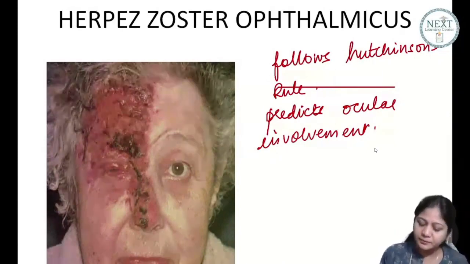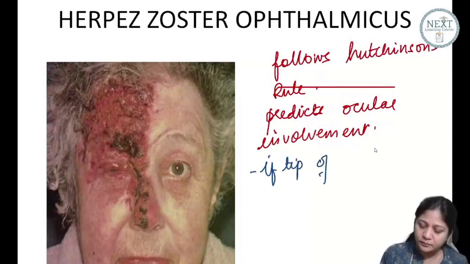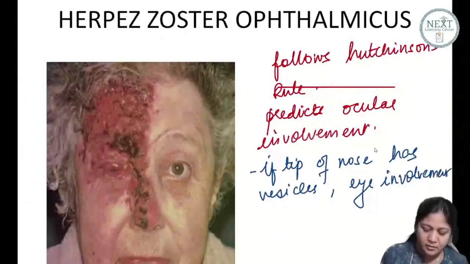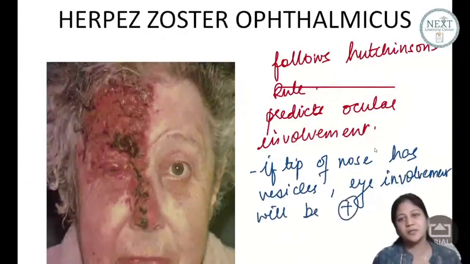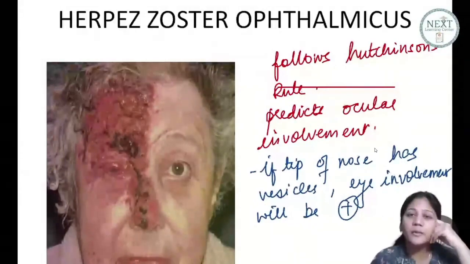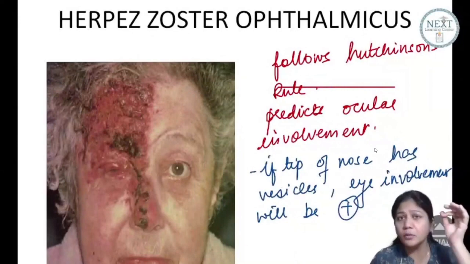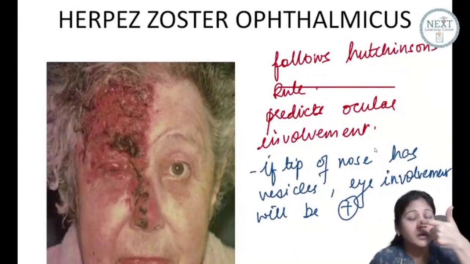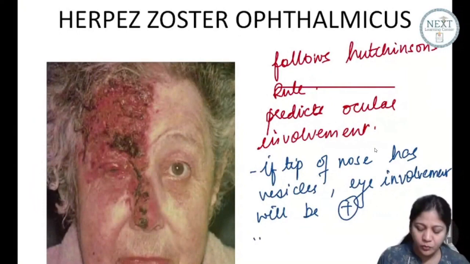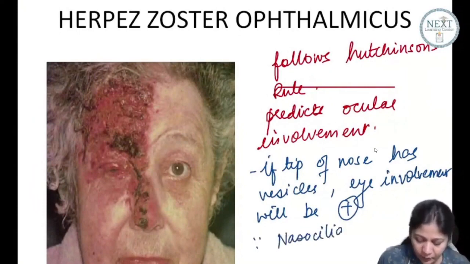Are you able to understand that? If the tip of the nose has vesicles, eye involvement will be there, will be positive. Now can anybody tell me why is this so? Why? Anyone? It's because of the involvement of the nasociliary nerve, guys. The nasociliary nerve supplies the tip of the nose and it supplies the cornea both. Okay? So if the nasociliary nerve is involved, your cornea will also get involved.